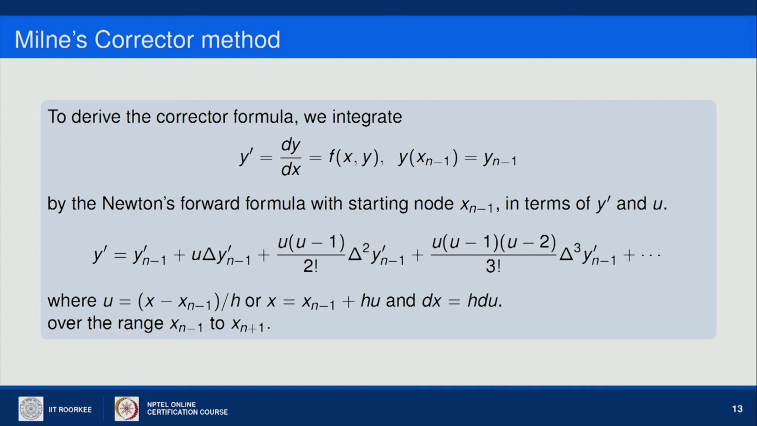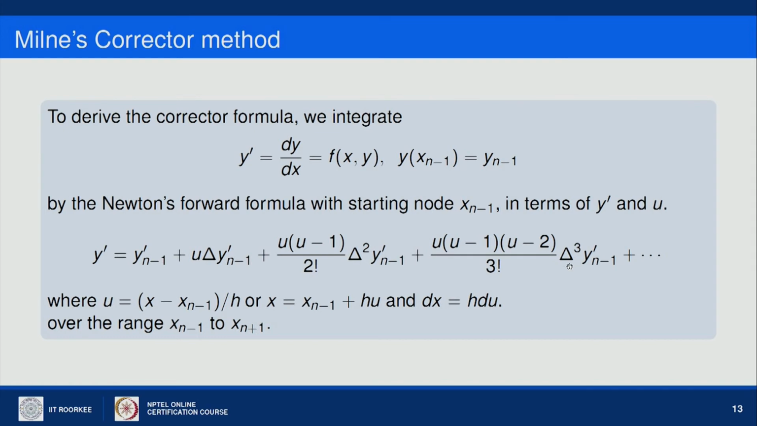For the corrector formula, again we will consider the same initial value problem, but with a different initial point. Now we will consider the initial point as x of n minus 1, and we consider that y at x equals x n minus 1 equals y n minus 1. Again we will use Newton's forward formula with the starting node x n minus 1 in terms of y dash and u. It is given by this expression: y dash equals y dash n minus 1 plus u times del y dash n minus 1 plus u into u minus 1 upon factorial 2 del square y dash n minus 1, and so on.